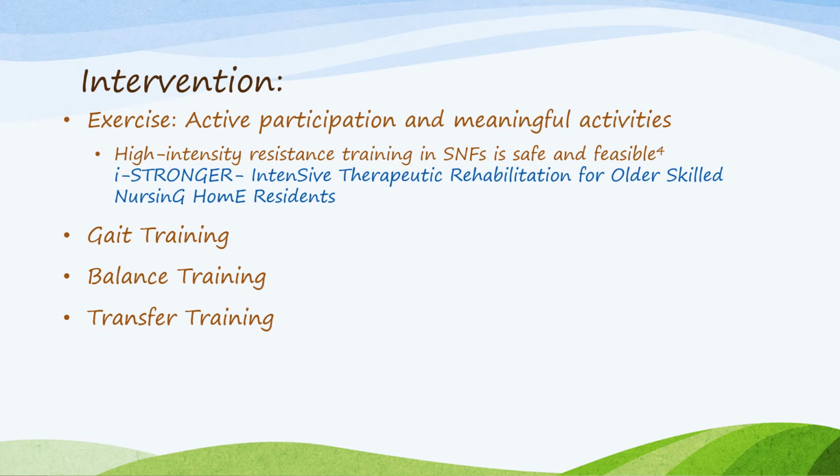Intervention includes exercise with the active participation in meaningful activities. It is noted that high-intensity resistance training in skilled nursing facilities has been shown to be safe and feasible. A program called iStrong, or Intensive Therapeutic Rehabilitation for older skilled nursing home residents, is one that was investigated, showing good results. Gait training notes that speed is a predictor of function.